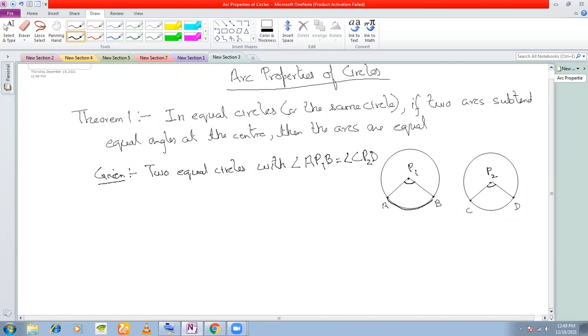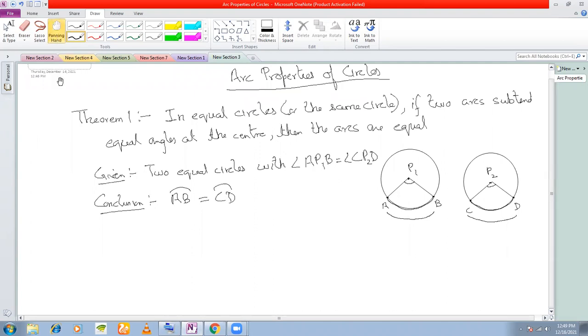If you remember, I told you what you mean by angle subtended by an arc at the center, right? Suppose these two arcs subtend this angle at P1 and P2. Then your conclusion will be that the length of the arc AB, that is, the length of this arc here, must be equal to the length of this arc. So that is what this theorem means for two circles.